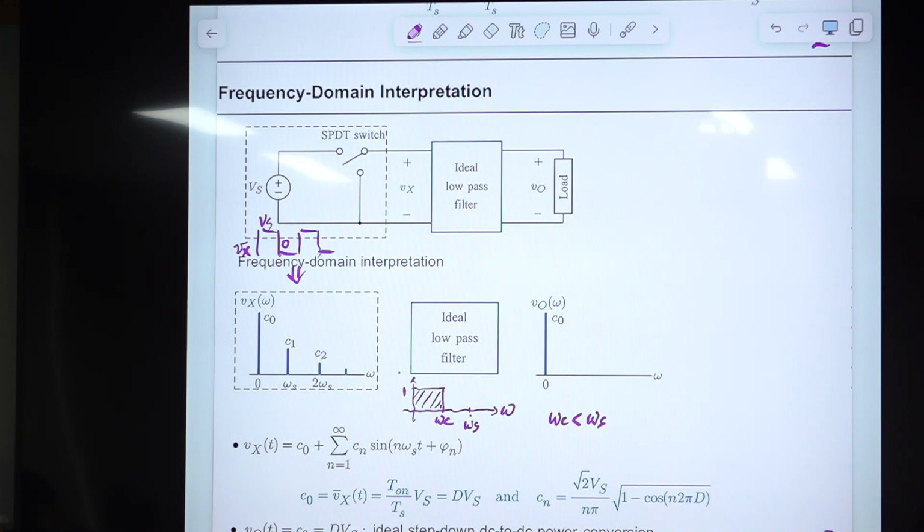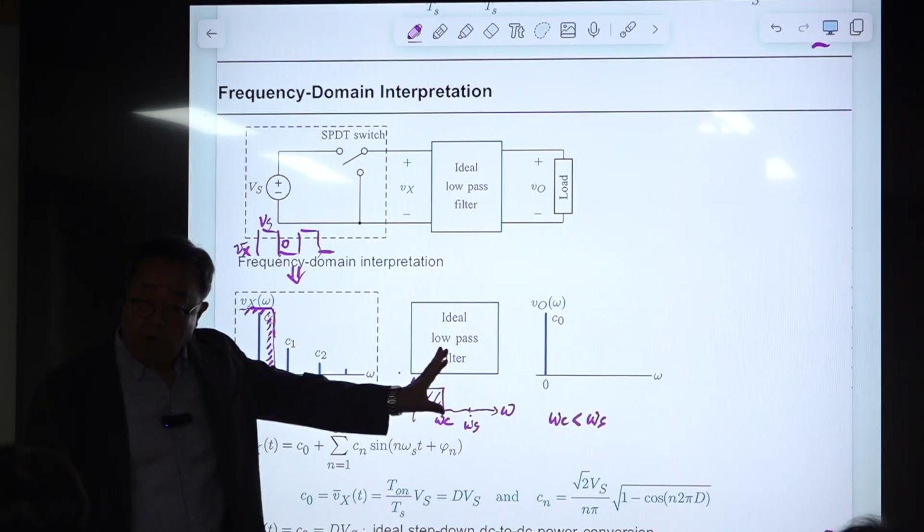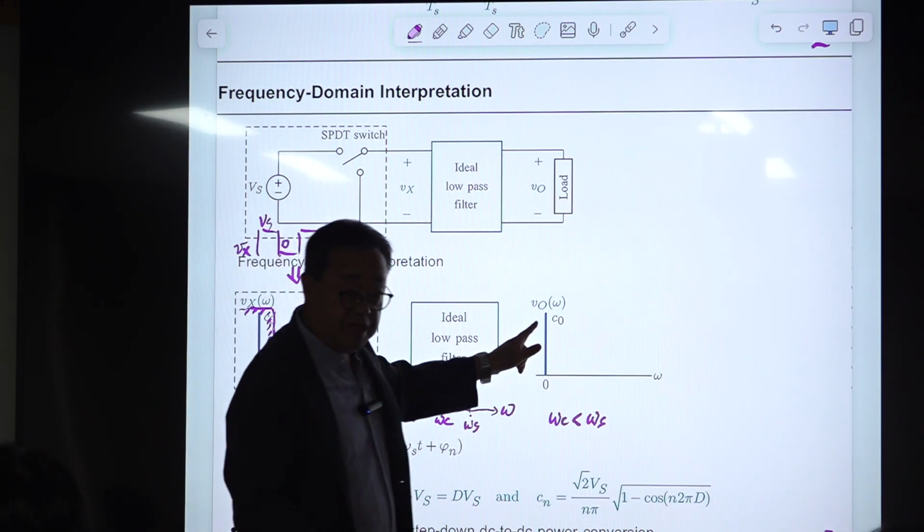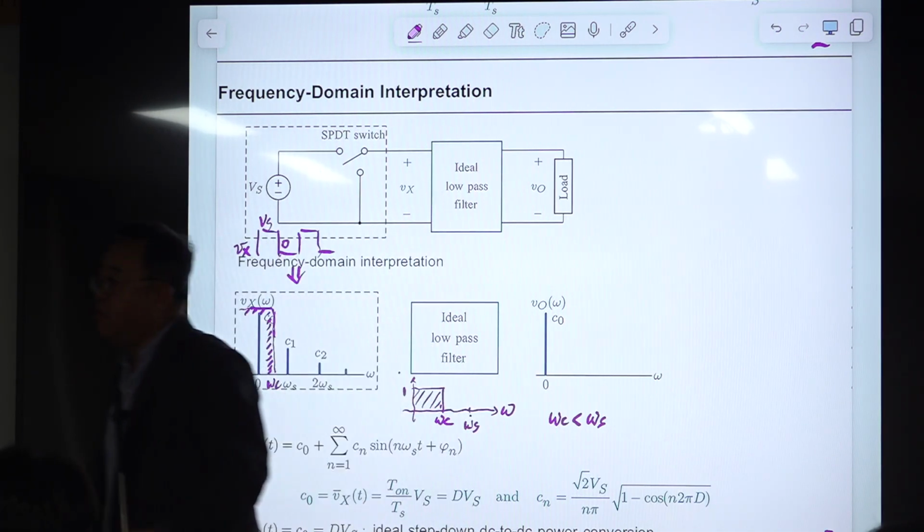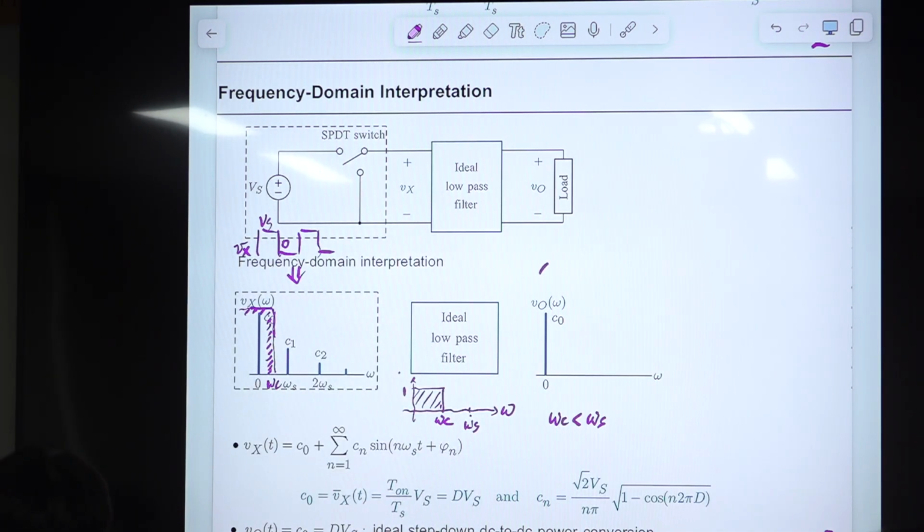So then this cutoff frequency is starting from this and is before the switching frequency. Omega C is here. Then only this part will pass untouched, unattenuated, and all other components will be completely blocked. So the output of this is only DC, this component. So you convert this into a time domain expression, which is extremely simple. Just DC, and the value of DC is D times Vs, which is the same as this one.